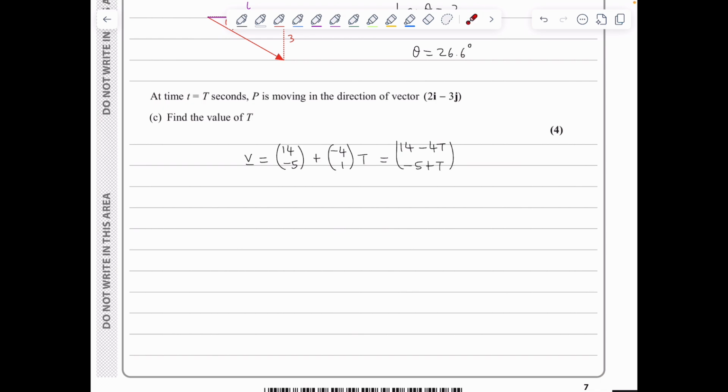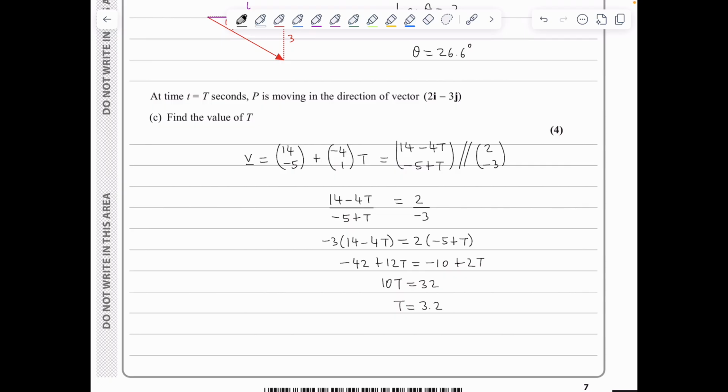If P is moving in the direction of (2, negative 3), this means that the velocity vector is parallel to (2, negative 3), which leads to (14 minus 4T) over (minus 5 plus T) being equal to 2 over negative 3. I will cross multiply to get negative 3 times (14 minus 4T) is equal to 2 times (negative 5 plus T), leading to minus 42 plus 12T is equal to negative 10 plus 2T. Well, I will collect the T's on the left, leading to 10T being equal to 32, and therefore capital T is 3.2.